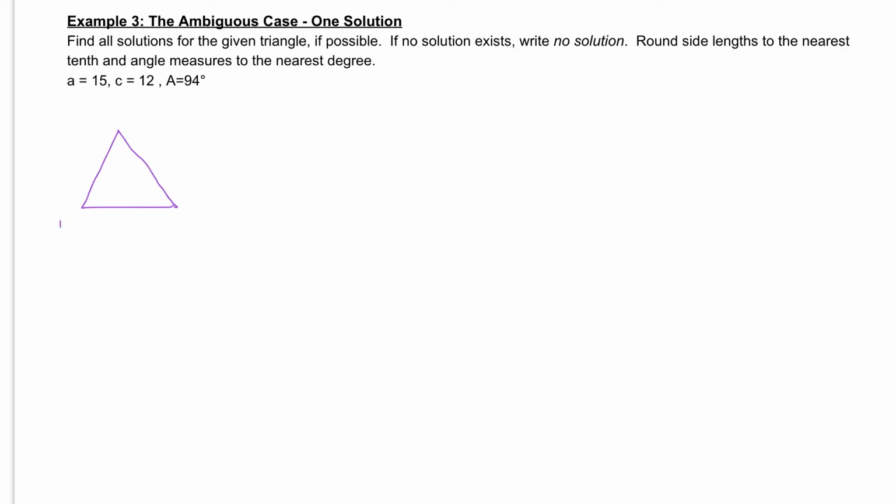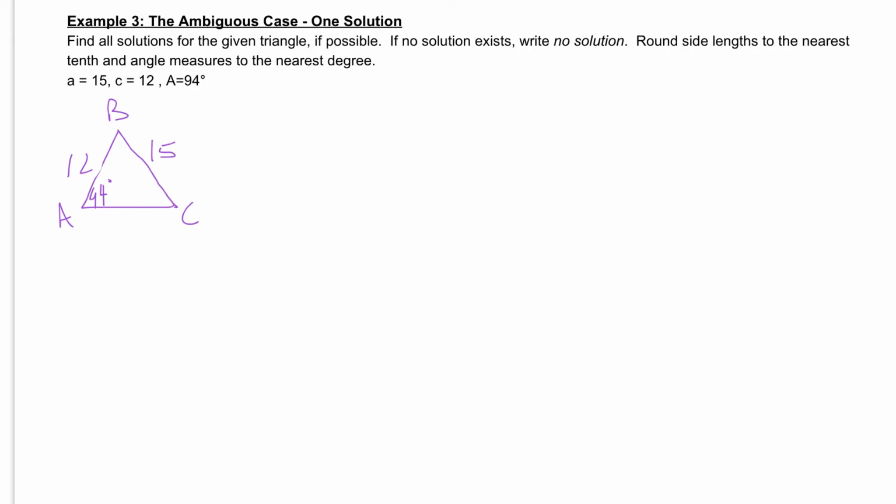So here's A, B, and C. And angle A is 94 degrees. Little a is 15. Little c is 12. Oops. Let's try that again. All right, and we're going to use that information to find what we need.